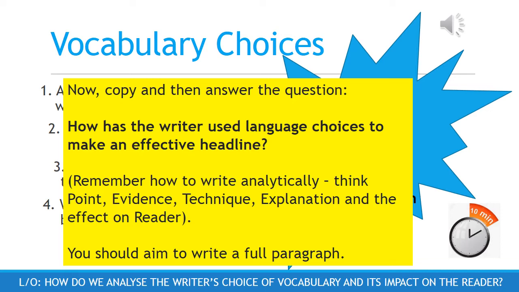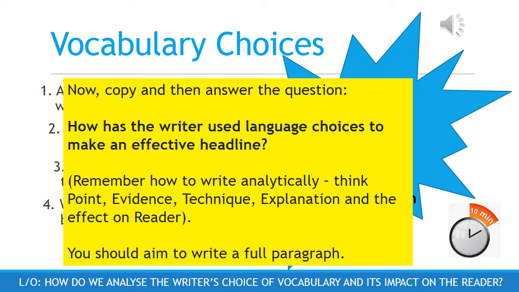So now I want you to copy and answer the question. So the question is, how has the writer used language choices to make an effective headline? And I want you to write a PETER paragraph, so point, evidence, technique, explanation, and the effect on the reader. Remember, technique is just the name of the technique, for example, verb, adverb, adjective, something like that. Make sure you've got a PETER paragraph where you explore the language choices and their effect. What does it make the reader think or feel? That's the effect on the reader, okay?